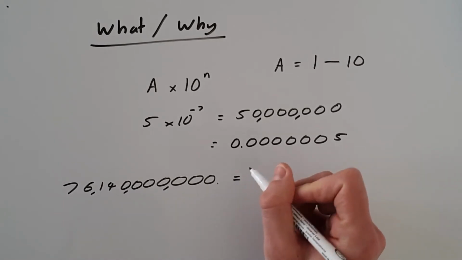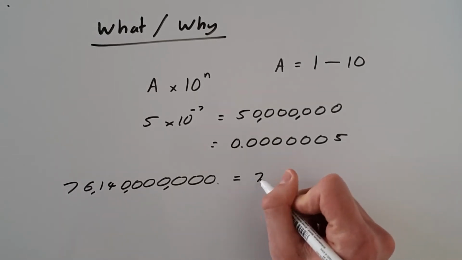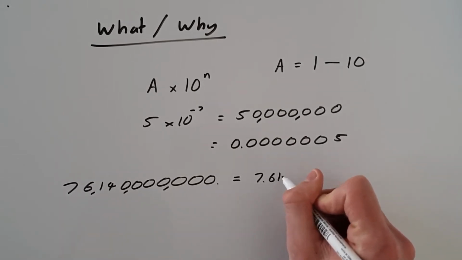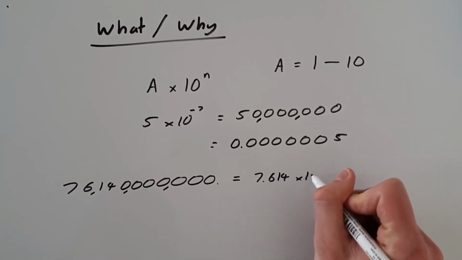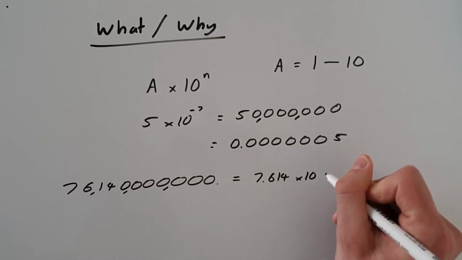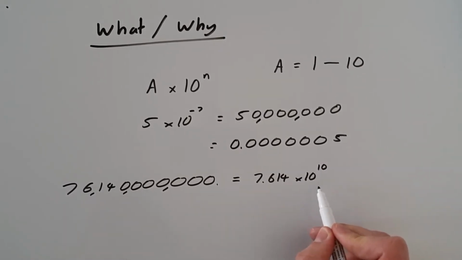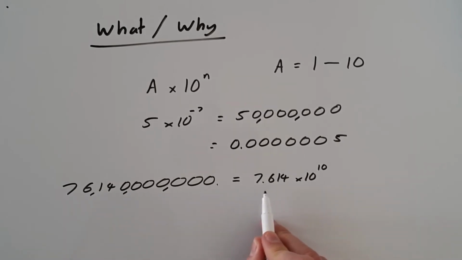Okay, so to have this in standard form then, we'd put the decimal point here. So this number is between 1 and 10. So it'd be 7.614 times 10, and we need it to move 10 places, so it's times 10 to the power of 10. Okay, and that's how you represent this long number here in standard form.